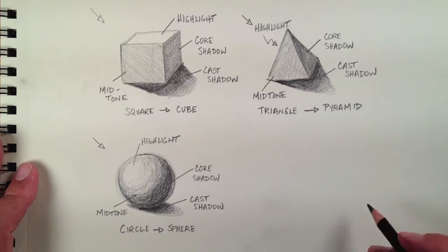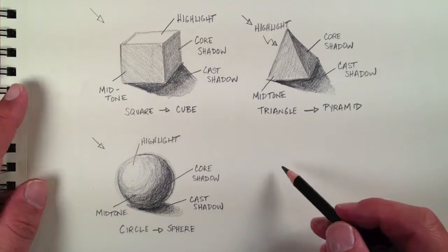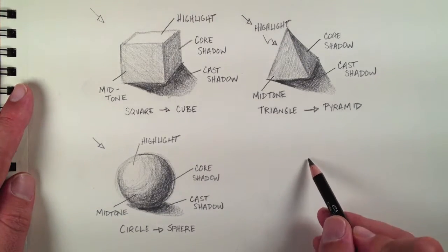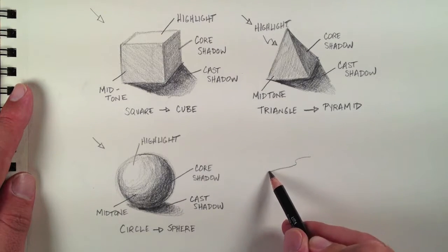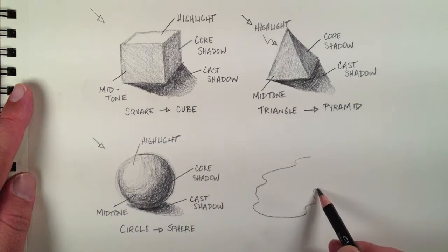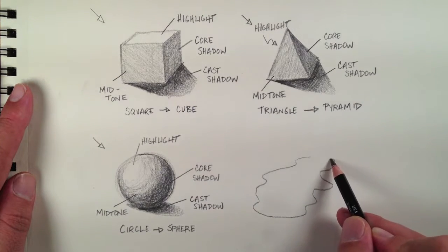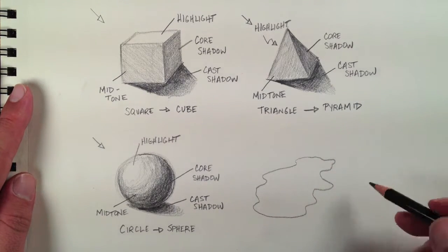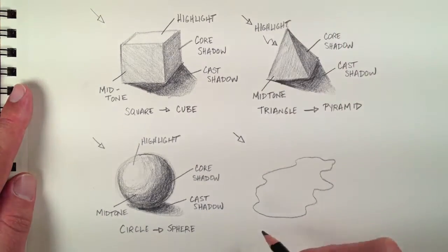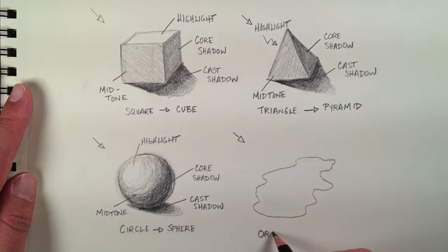Now a cube, a pyramid, and a sphere are all geometric forms. You'll remember in the last video when we talked about shape, we talked about geometric and organic shapes. The problem is a lot of the forms that we're trying to create are not just geometric forms. They're organic forms. So here let's take an organic shape and turn it into an organic form.